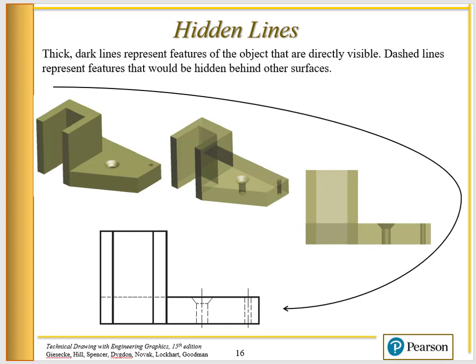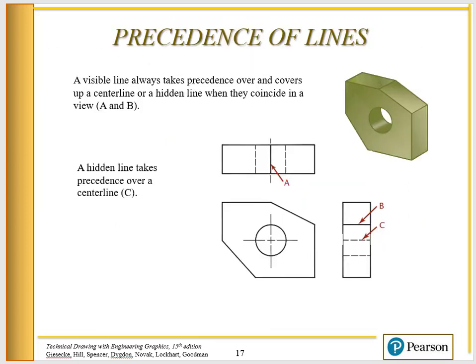Now when we're putting lines on a drawing, there is an order of precedence. So a visible line will always take precedence over and cover up a center line or a hidden line when they coincide. So in this particular case, a hidden line takes precedence over line C. So in this case, we have C here would be this line back over here. So therefore, it's not a center line. A visible line always takes precedence over and covers up a center line or a hidden line when they coincide.